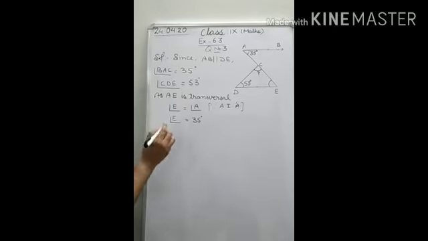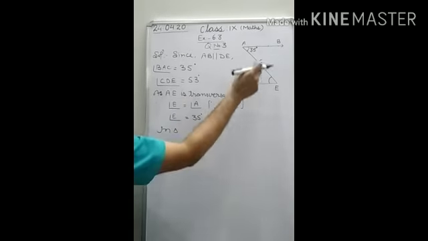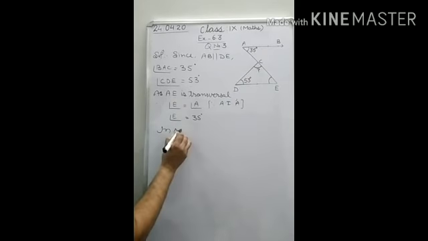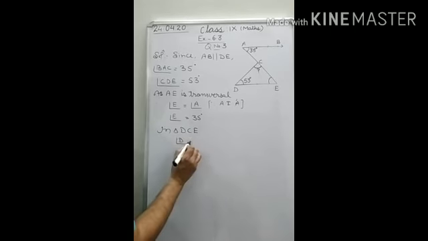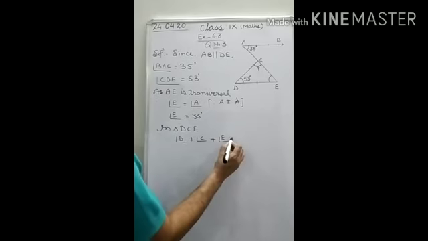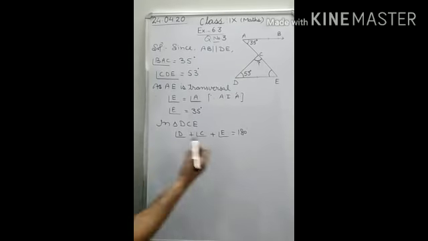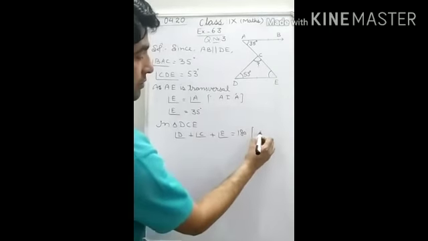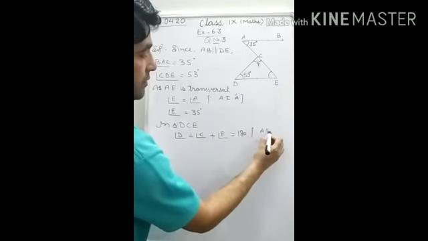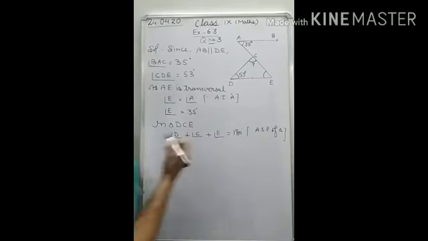Now you take the triangle. Which one? Triangle DCE. In triangle DCE, what do you have? You will write angle D plus angle C plus angle E. That will be what? It will be 180 degrees. What is the reason for that? Because of the angle sum property of a triangle. This is the reason for that.